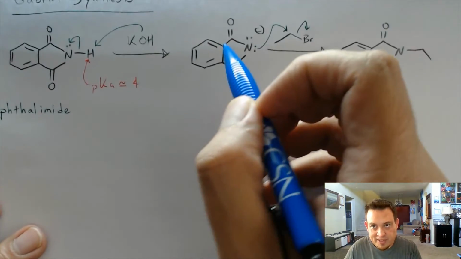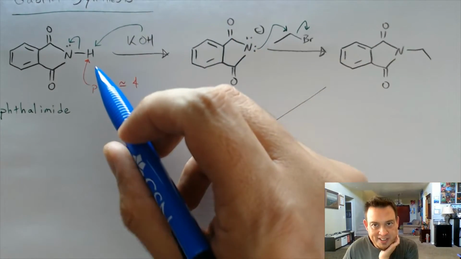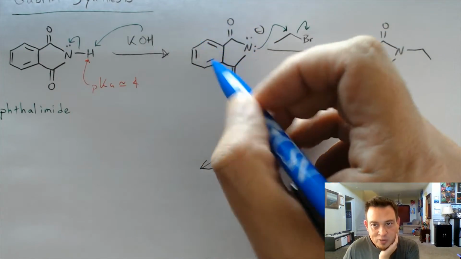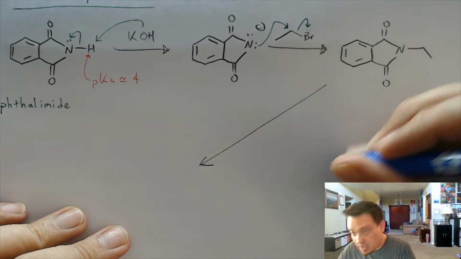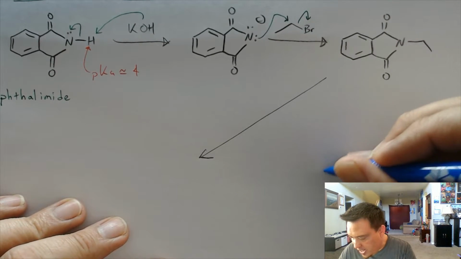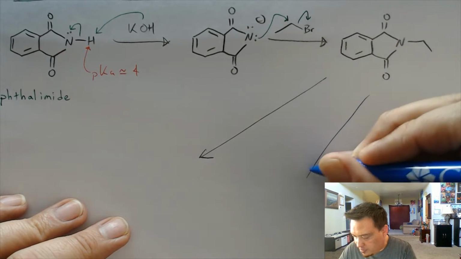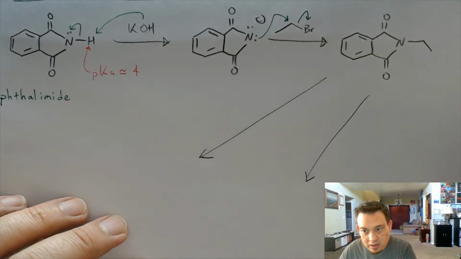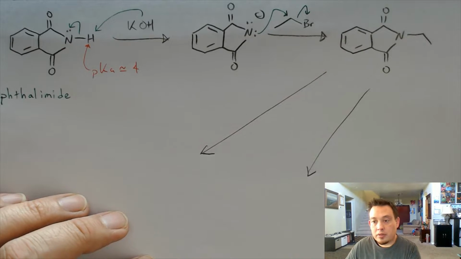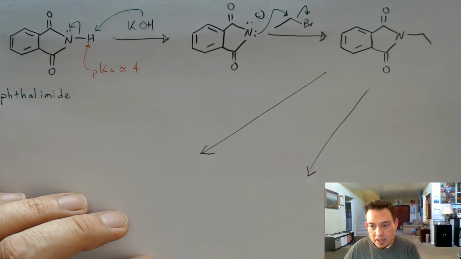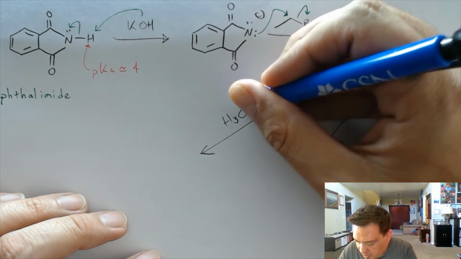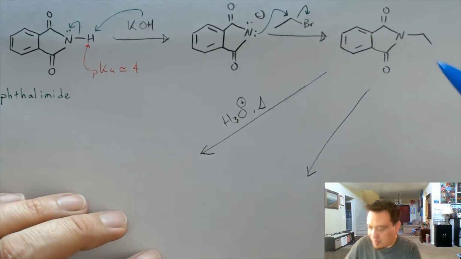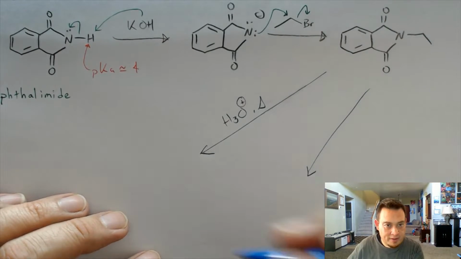Resonance stability of this anion. So the question was about the acidity of this. This is resonance stabilized. Typically amides are not very strong acids, but this one happens to be acidic. Yep, so what I have here in my notes is water, H3O plus and heat to basically get rid of this thing.